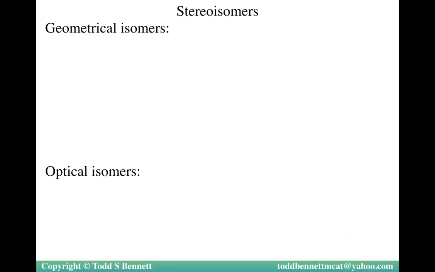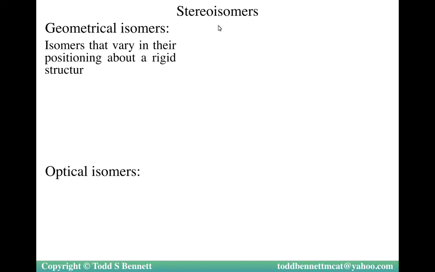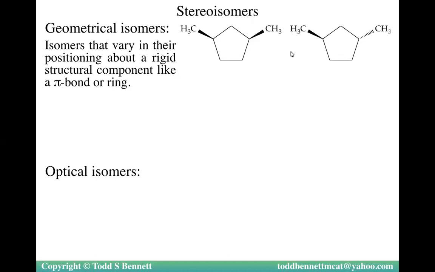Okay, so let's get the definitions down. That'll certainly help, I think, in understanding this a little bit better. So geometrical isomers, they vary in their positioning about a rigid structural component, such as a ring, or like we just saw, a pi bond. This first group is cis, this second group is trans. So up as opposed to up down, cis and trans. Again, we're revisiting something you've done before.